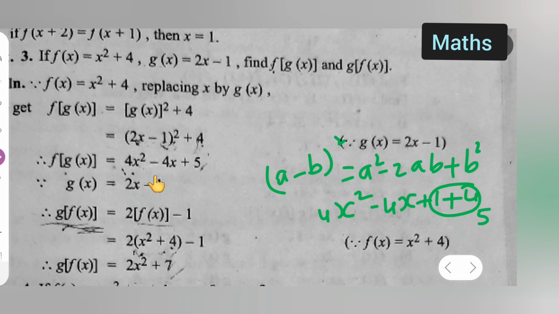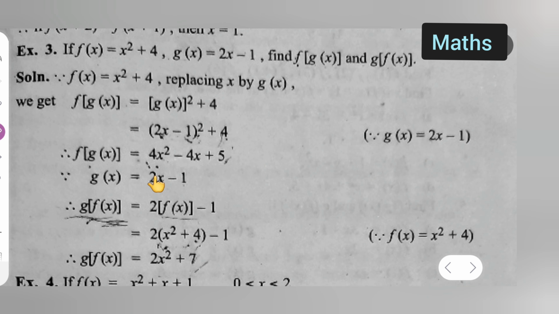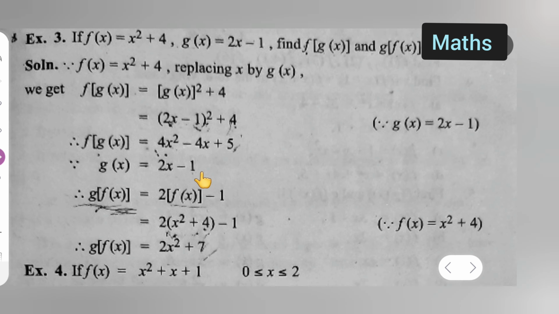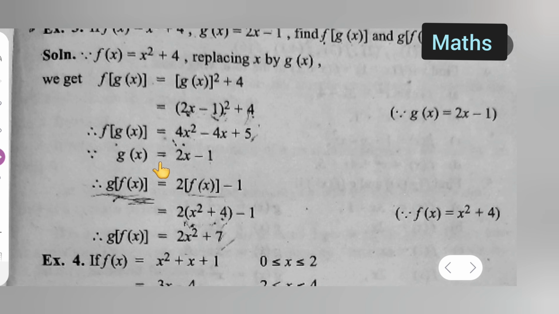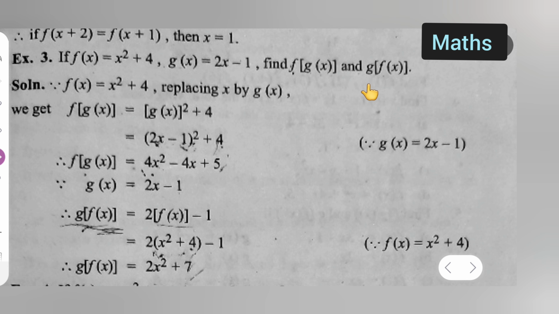So now what you all are going to do is, let me clean this part. Now you all can write down g of x is equal to 2x minus 1, which is given in the question, right? You all have found out the value of f of g of x. In the same way, you have to find out the value of g of f of x.